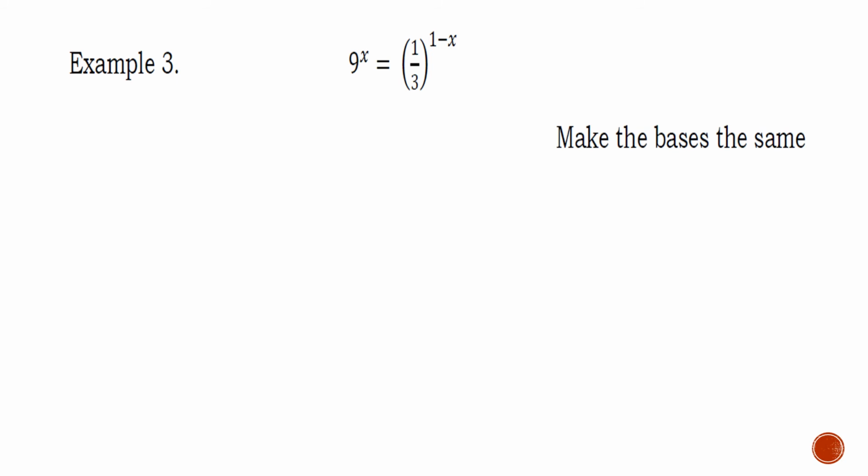Next, we have example number 3. We have here 9 raised to x is equal to 1 over 3 raised to 1 minus x. Okay, the first thing we need to do is to make the bases the same. Ang base natin dito, we have here 9 on the left side, that is whole number. And on the right side, we have 1/3 fractional form.